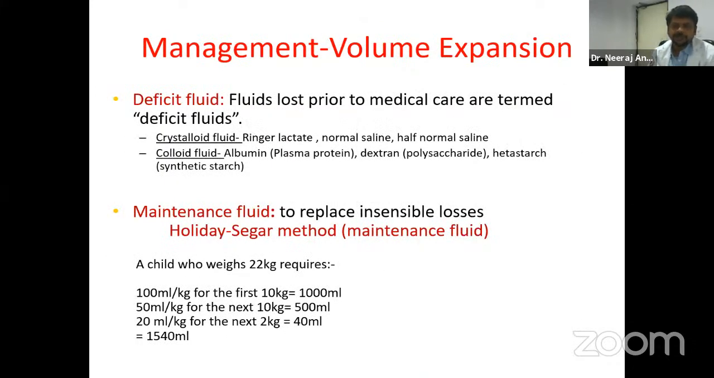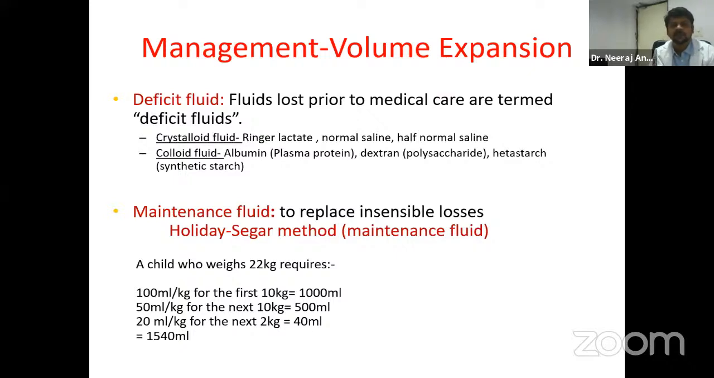Now coming on to the management of fluid replacement, how to replace the fluid. We have to replace deficit fluid as well as maintenance fluid. Deficit fluid is basically fluid which is lost prior to the medical care. It's termed as deficit fluid. And maintenance fluid is given to replace the insensible water loss, which is lost through respiratory tract or skin.